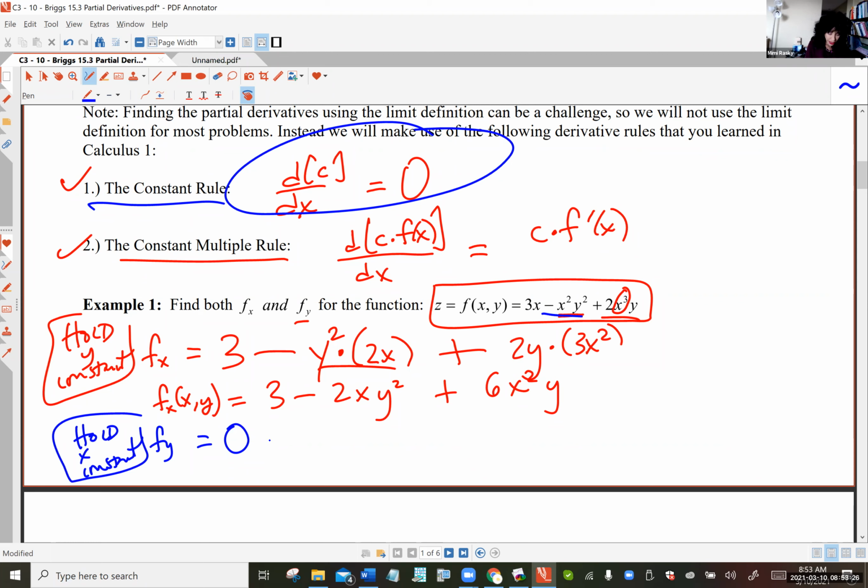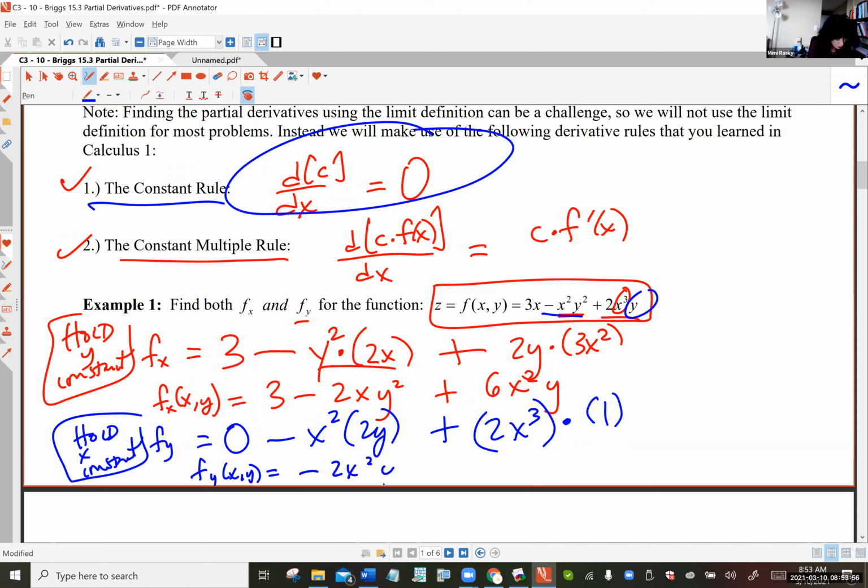Now, the second term, minus x squared y squared: the minus x squared looks like a constant multiple, and you use the constant multiple rule, copy down x squared and take the derivative of y squared with respect to y, plus the 2x cubed is a constant multiple, and you're going to multiply that by the derivative of y with respect to y. So what's the derivative of y with respect to y? 1. Good. And so your final answer for your partial with respect to y is negative 2x squared y plus 2x cubed. And you're done.